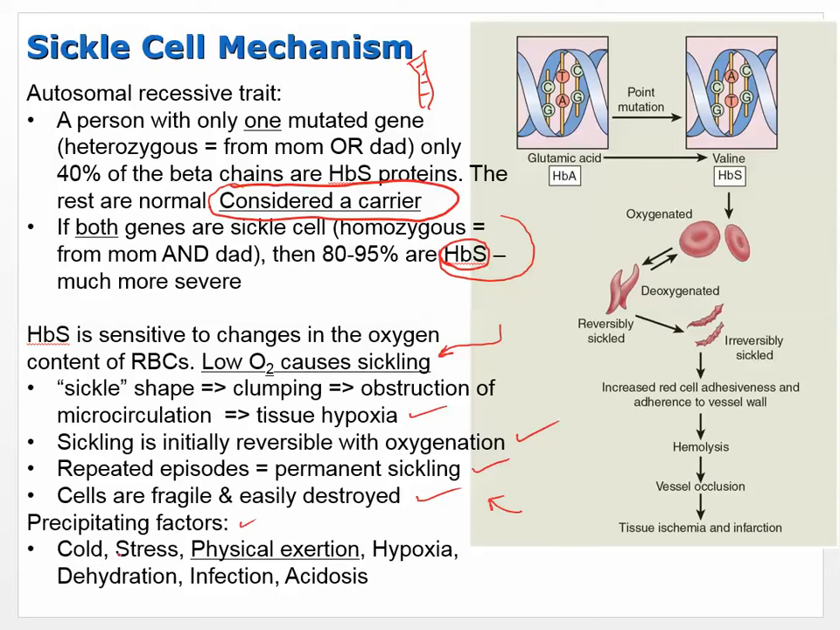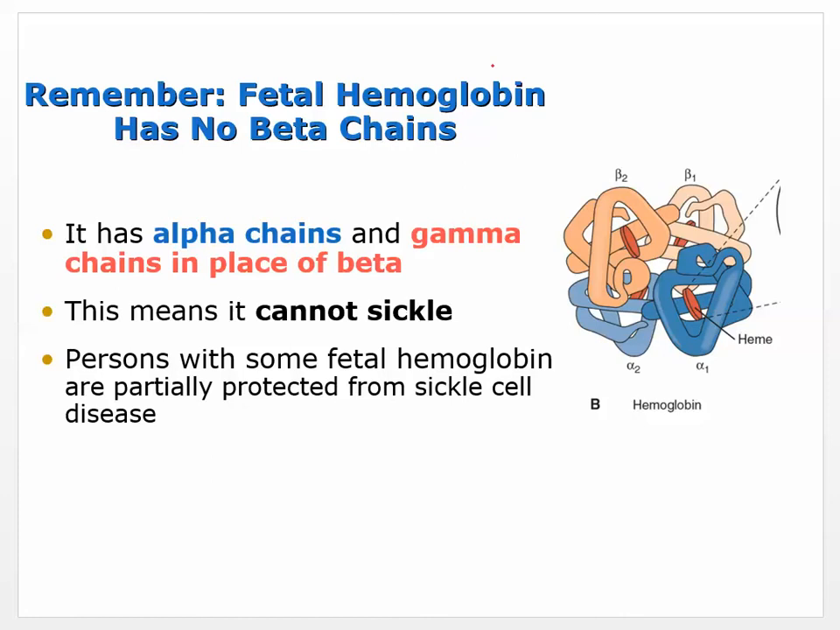Precipitating factors: cold, stress, physical exertion, hypoxia in general, dehydration, infection, acidosis. These things are going to cause the sickling. All right, so remember, fetal hemoglobin has no beta chains. So that means that infants are fine.